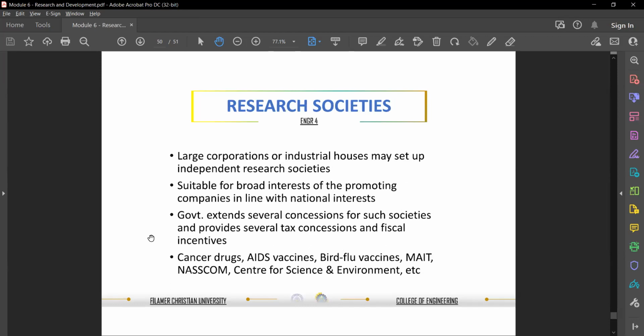And research societies naman. So ano naman to? So these are large corporations or industrial houses that may set up independent research societies. So this is suitable for broad interests of the promoting companies in line with national interests. And government extends several concessions for such societies and provides several tax concessions and fiscal incentives. So maybe exempted sila sa tax, ayan, and so on. So example siguro mga cancer drugs, AIDS vaccines, bird flu vaccines, and so on. So I'm not sure if kasama dito yung COVID-19 vaccines. Diba? Pero FDA kasi nagre-regulate ng mga drugs eh, di ba?